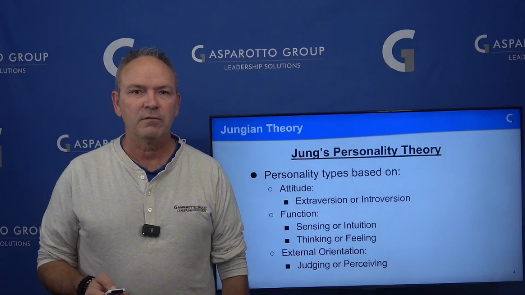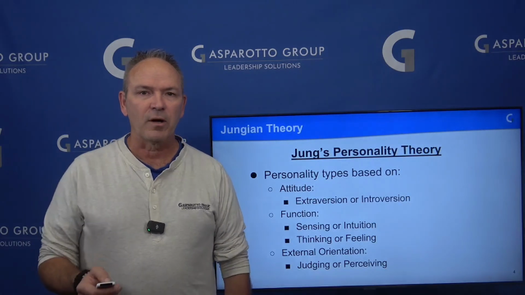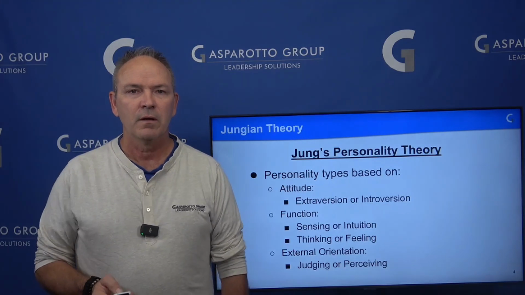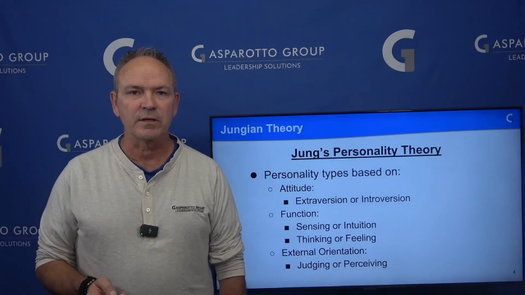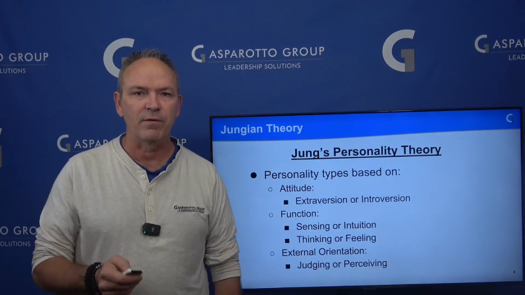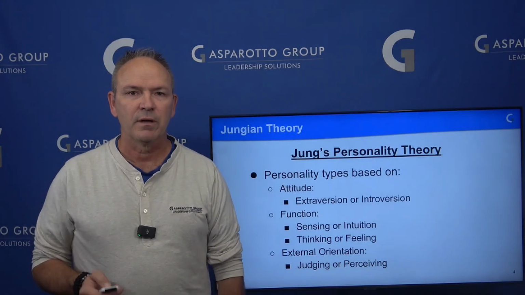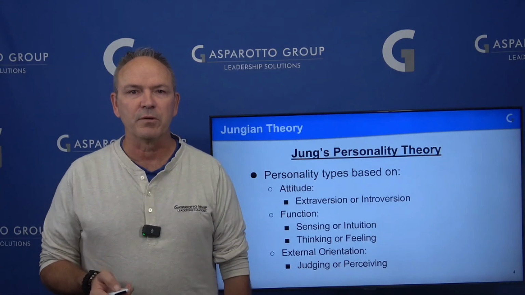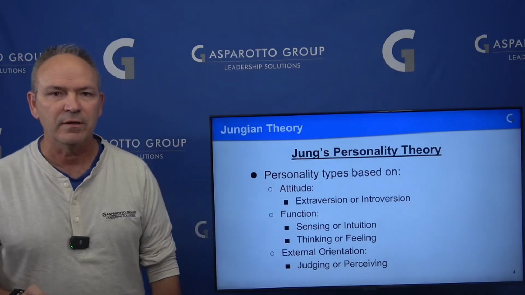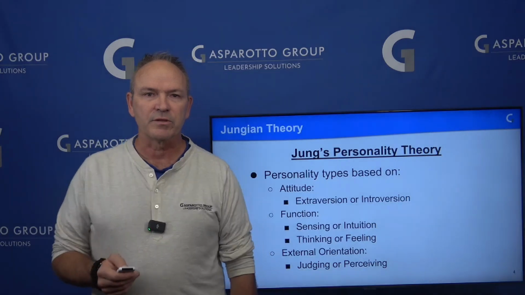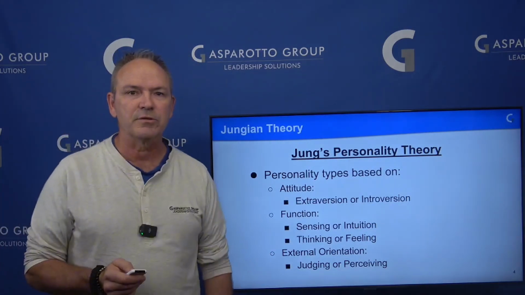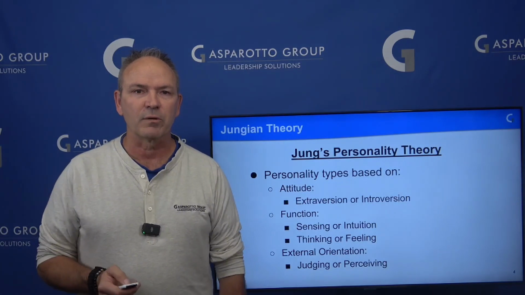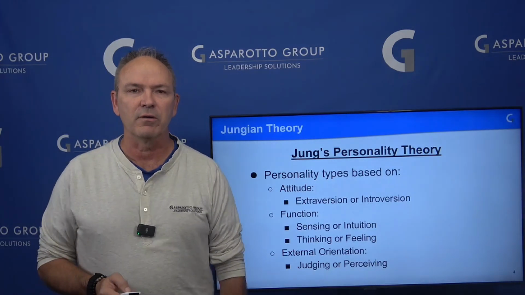The second factor, function, is the mental processes we use to gather information and make decisions. There are 4 functions: sensing, intuition, thinking, feeling. How we gather information: through concrete details and input, this is sensing, or from possibilities and abstract concepts, intuition. How we make decisions: either through logical analysis and objective reasoning, this is thinking, or by considering personal values and the impact on others, feeling.